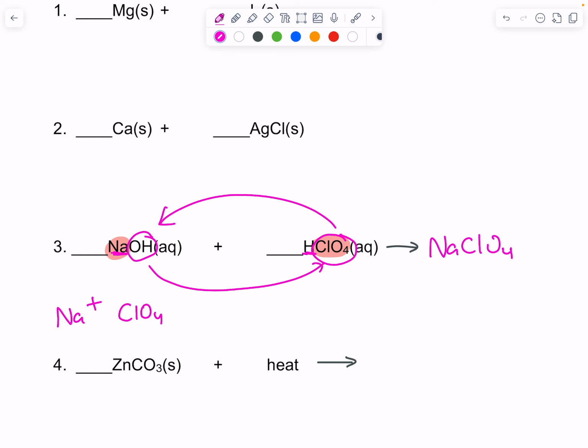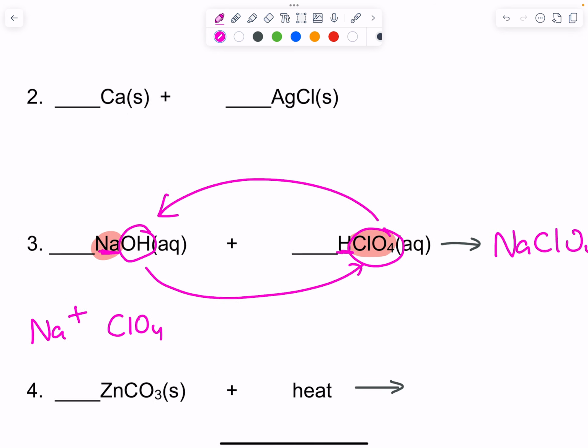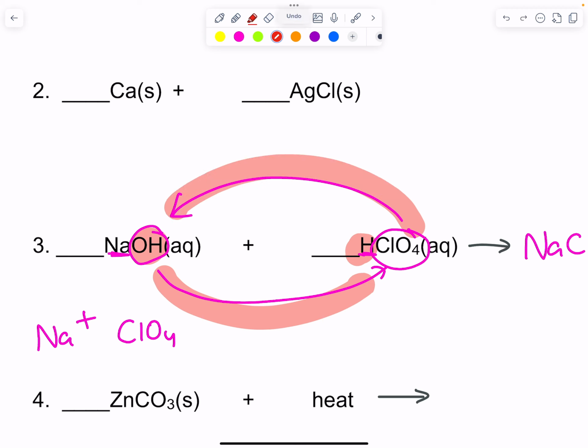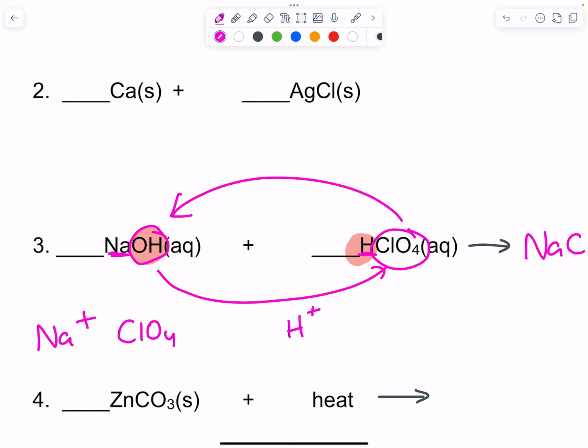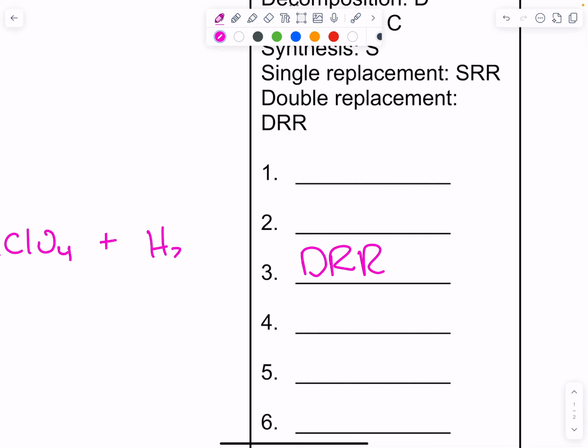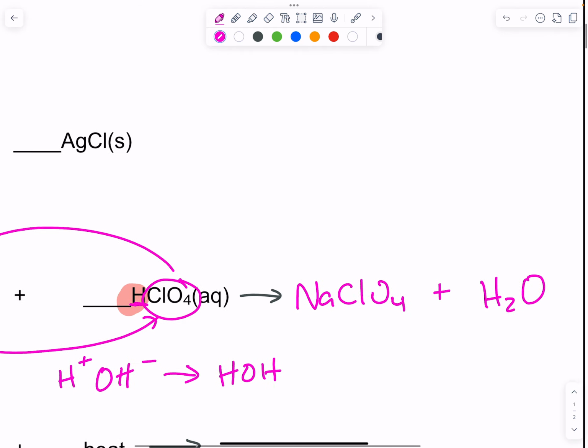Plus my second product. Now I have OH being bonded with H. Again, they're switching places. These 2 guys are literally switching places. So OH is now bonded with H. Well, what's H? Plus. What's OH? Minus. What is that? HOH. But do we write water like that? No. H2O. Okay?